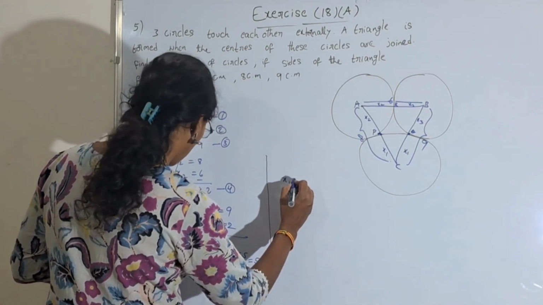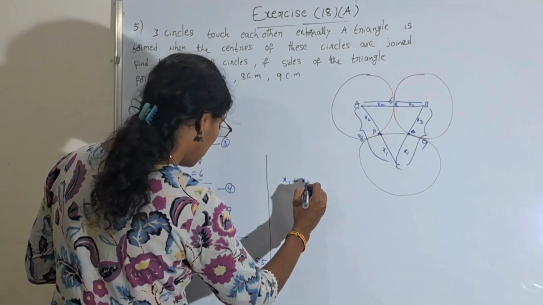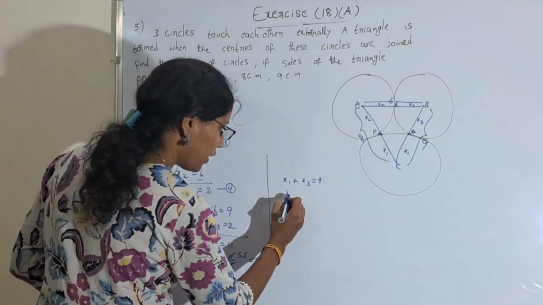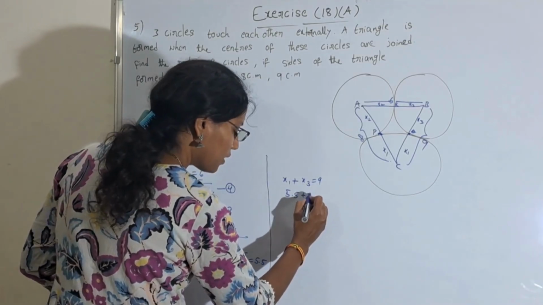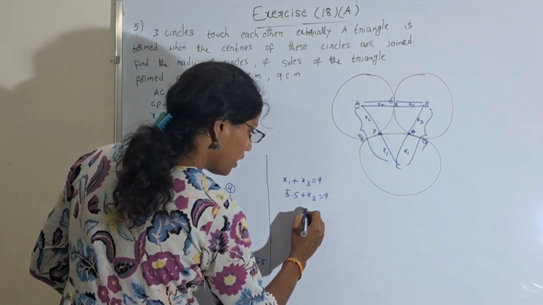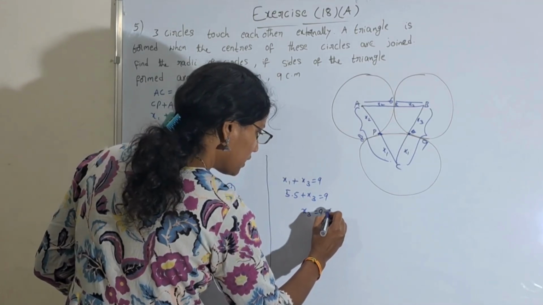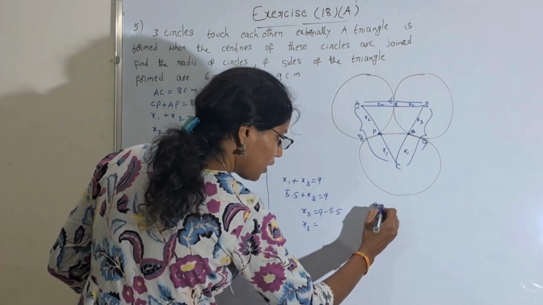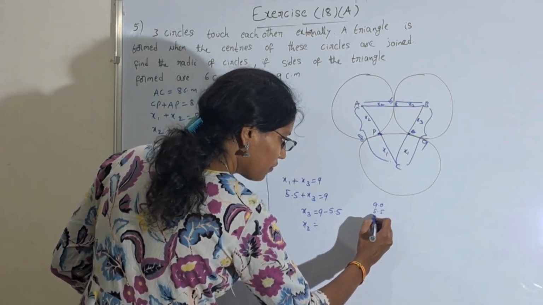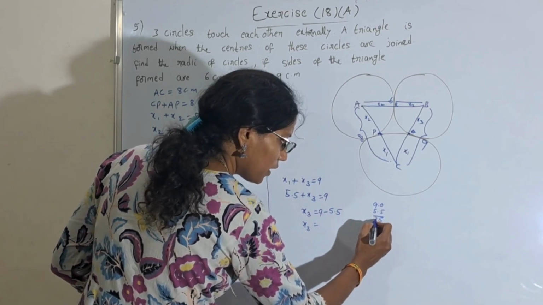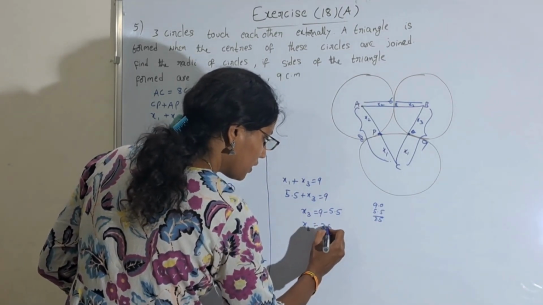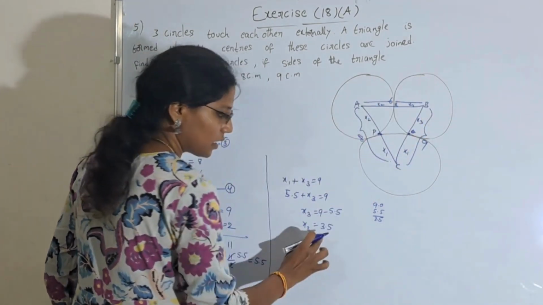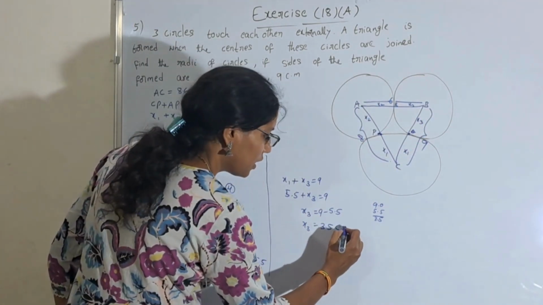Here equation 3, x1 plus x3 is equal to 9. Here x1 value is 5.5, plus x3 equal to 9. x3 equal to 9 minus 5.5. Here x3 is equal to 9.0 minus 5.5, so 3.5 centimeters. x3 value is 3.5 centimeters, this circle's radius is 3.5 centimeters.